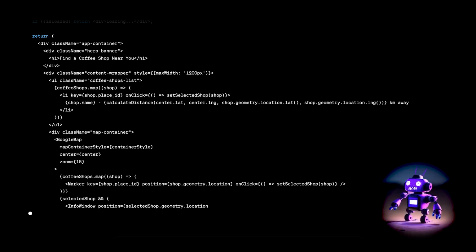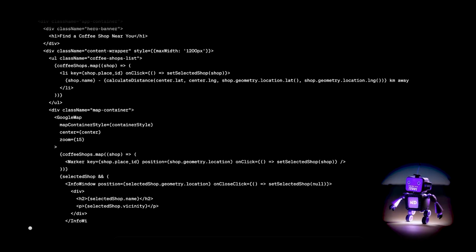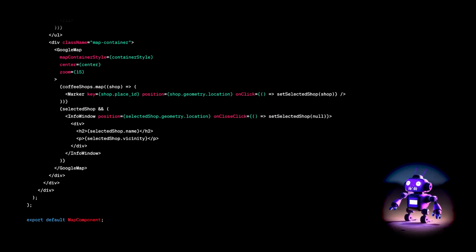The Google Map component from the library renders the map based on the specified container style and center location. Markers are then placed on the map for each coffee shop, and an info window can be opened for the selected shop, providing more details to the user. This part of the code exemplifies how to create a rich, interactive map interface using React components and Google Maps API.